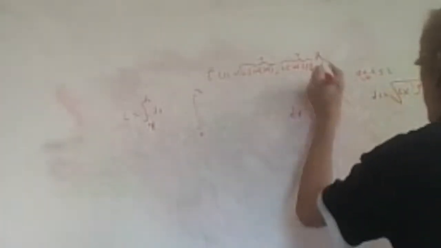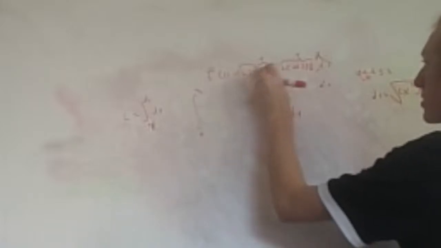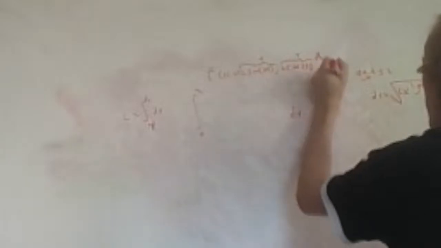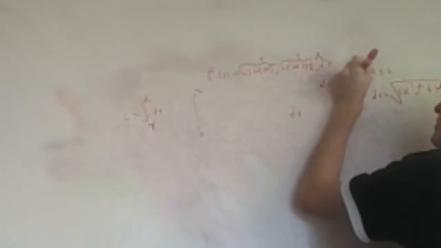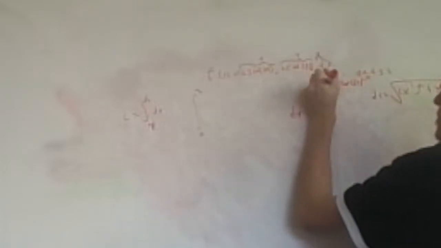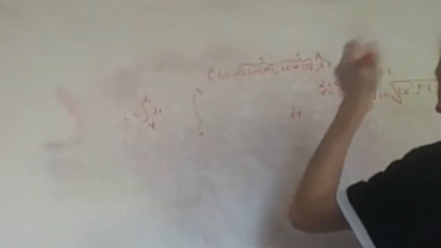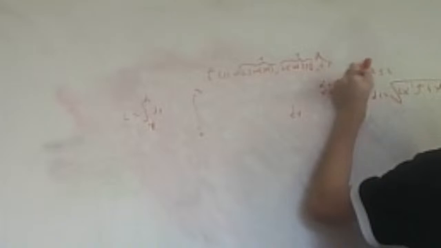So x prime is going to be 3 times 2, which is 6, because you chain rule, then the derivative of sine is cosine of 3t. Y prime is going to be equal to negative 6 sine of 3t. And then z prime is 1.